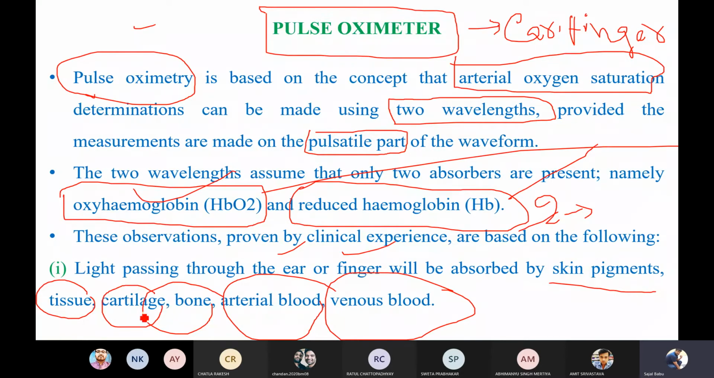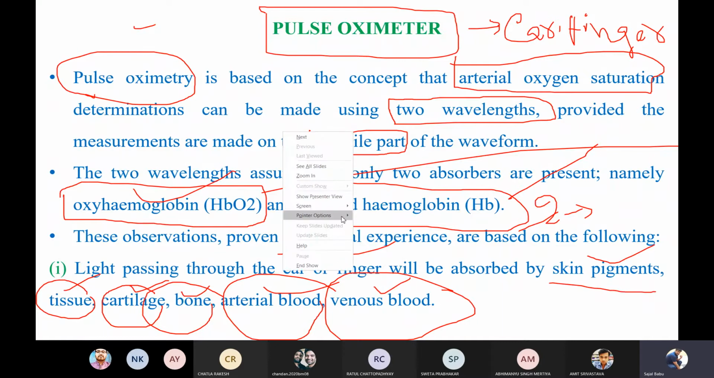But apart from arterial blood, there are different observers present. One will be skin pigment, one will be tissue, one will be cartilage, one will be bone, one will be arterial blood, and one will be venous blood. Okay, so these many parts are going to absorb the light. But still, I am saying that I am going to take only two observers. Why? I will explain the reason next. Okay, so have you understood till now?